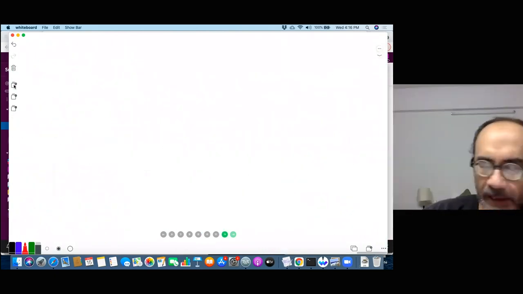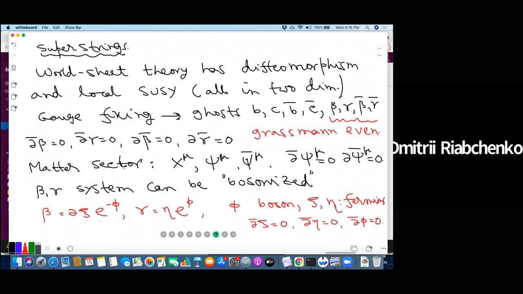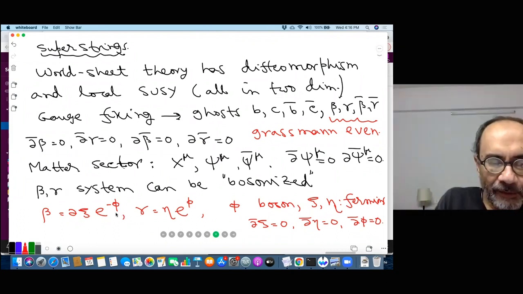Can I ask one more question? Yes, please. You said that beta and gamma are Grassmann even, but it seems like this form of beta and gamma through eta and xi are Grassmann odd. Yes, so just hold on for one minute. I'm going to describe now how this becomes Grassmann even.